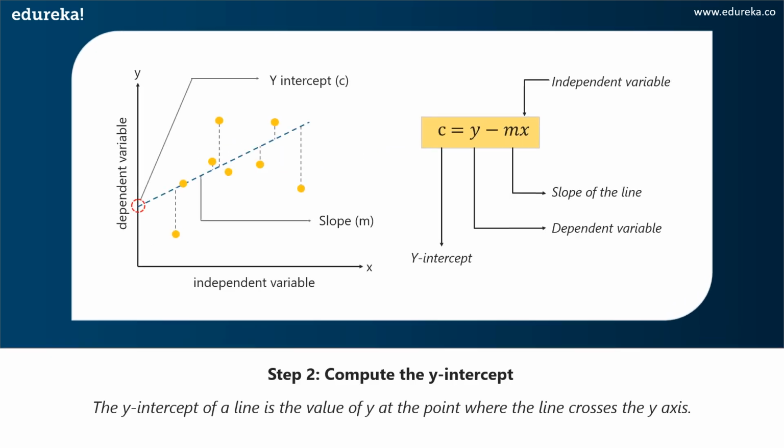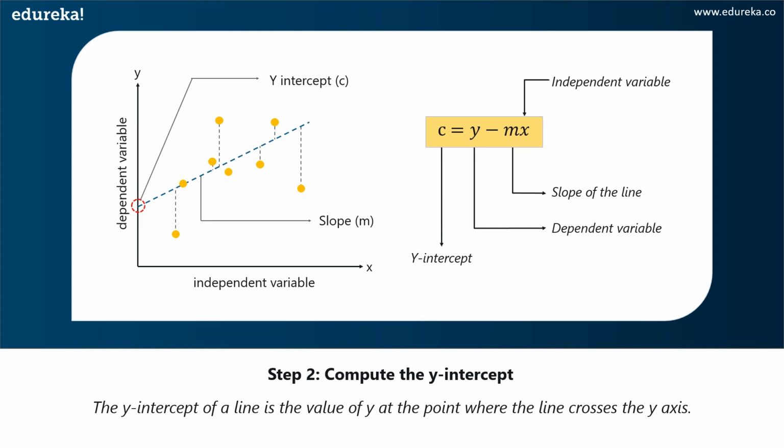Next, you'll compute the y-intercept. Now look at the figure on this screen. The y-intercept is basically the point on the line that meets the y-axis. Like you can see in the figure, the point on the line that meets the y-axis is known as your y-intercept. The slope of your line will basically tell you whether your x and y are directly proportional or inversely proportional. That's what the slope of the line will depict.